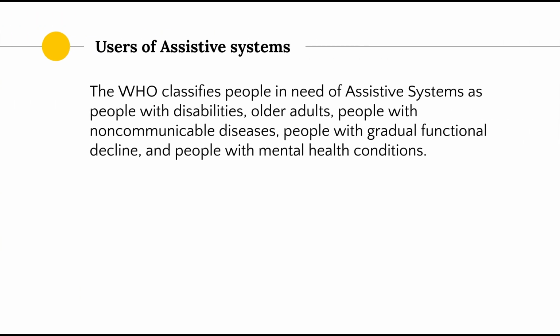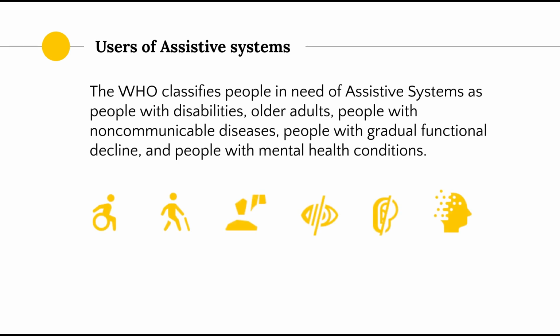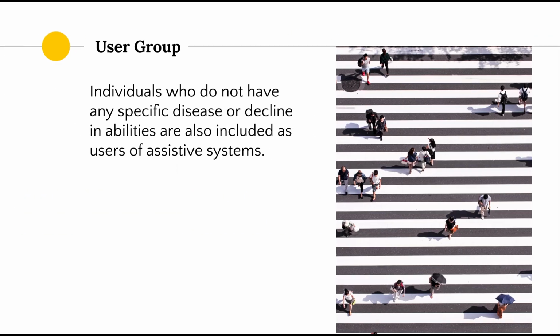Who are the users of an assistive system? The WHO classifies people in need of assistive systems as people with disabilities, older adults, people with non-communicable disease, people with gradual functional decline, and people with mental health conditions. But again, in the DIN document, it is mentioned that individuals who do not have any specific disease or decline in abilities are also included as users of assistive systems. Therefore, in this research, everyone can be our potential users.